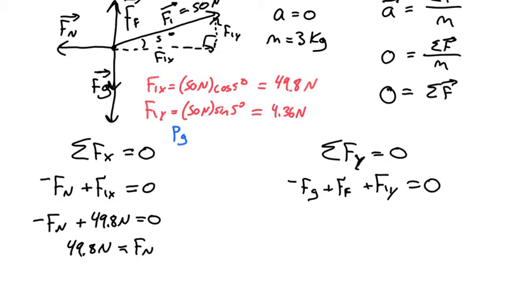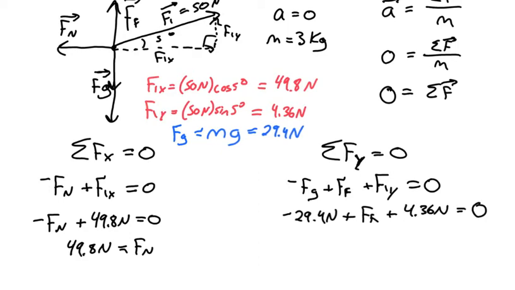Oh, that's a little ugly. Try that again. Okay, force of gravity is equal to the mass of the object times the acceleration of gravity. So the mass is 3 kilograms, the acceleration of gravity is 9.8 meters per second squared, so that gives us 29.4 newtons. Okay, so now I know we've got 29.4 newtons downward, plus force of friction, plus the y part of that applied force was 4.36 newtons, equals 0.